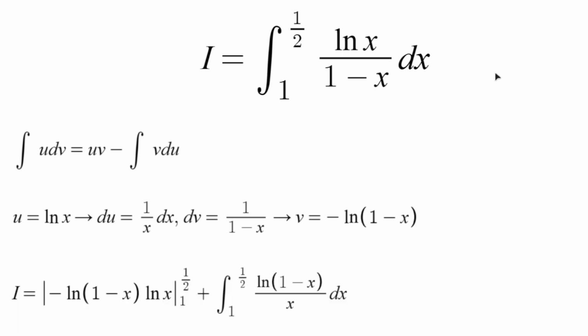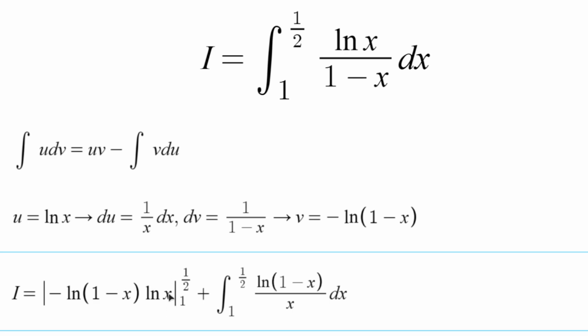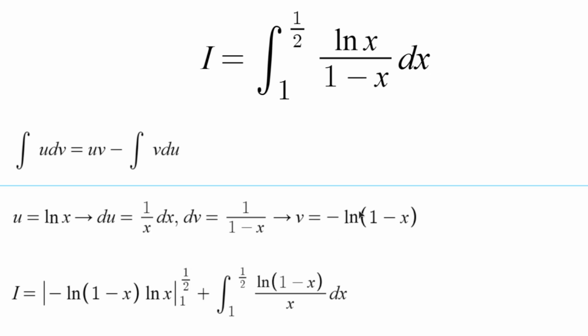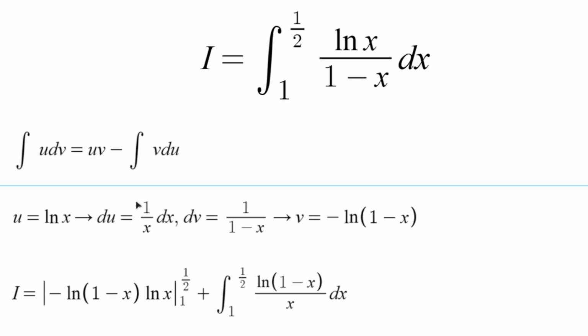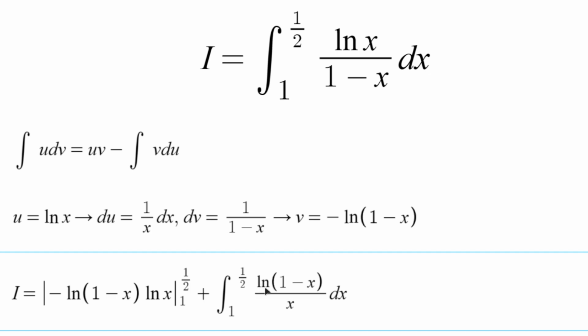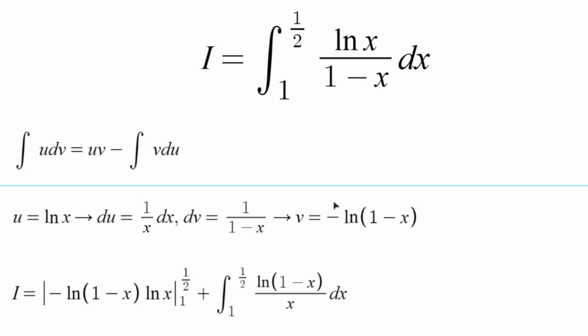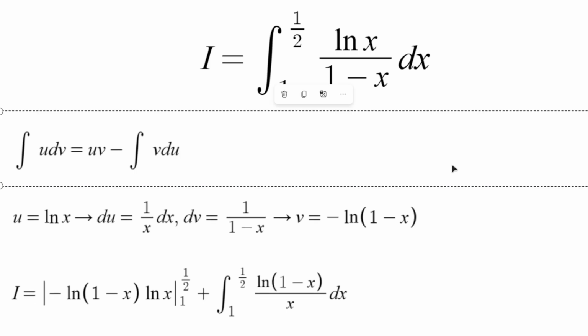Next, we apply that substitution. So we see that our original integral is going to be our u times v evaluated at the bounds minus the integral of v du. So our v is this part right here, and our du is this 1 over x. So we get natural log 1 minus x over x, and then the negative and the negative cancel out.